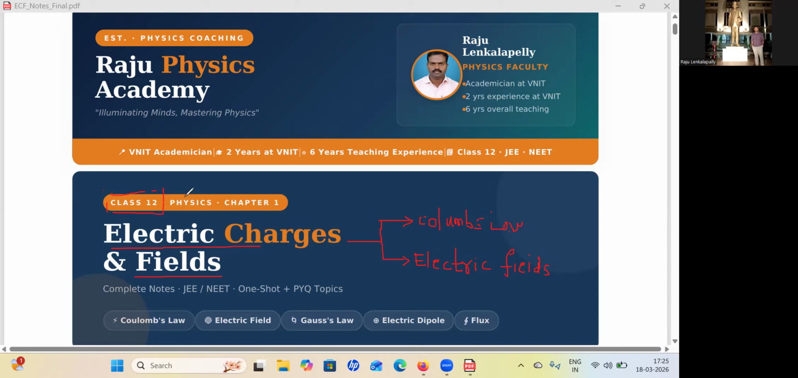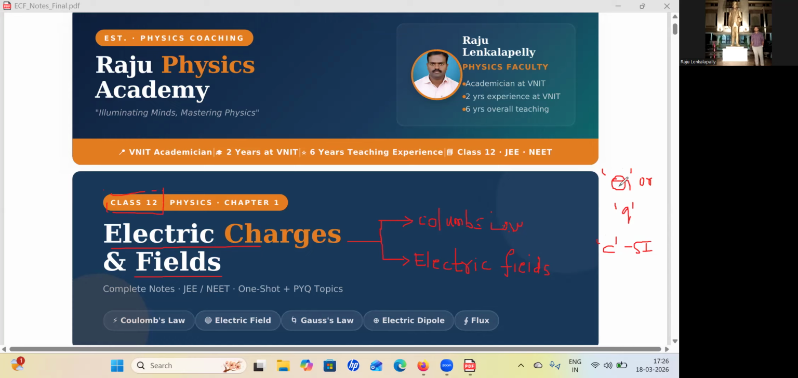But we have to study it from scratch onwards. So first we have to study charges. Charge is generally represented as capital Q or small q, and the units are coulombs. These are the SI units of charge.